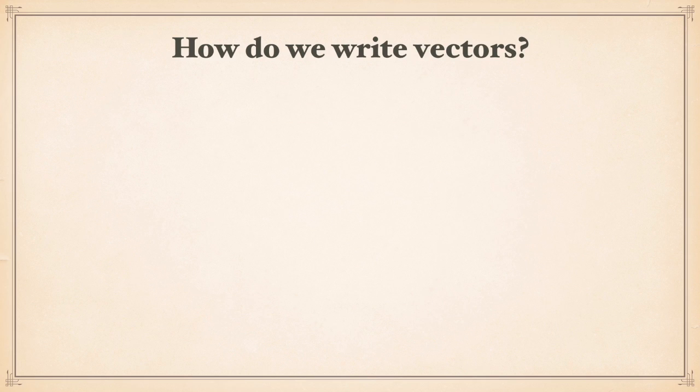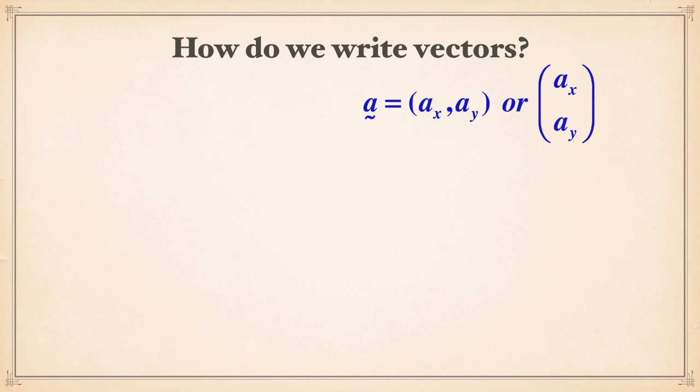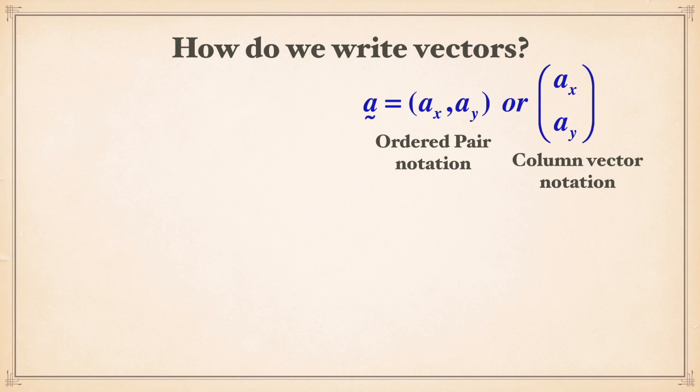How do we write vectors? A vector A can be written as a coordinate, but when you write it as a coordinate, you have to express it in terms of its X and its Y components. So it would be called an ordered pair, and it would be the X component, AX, comma, the Y component, AY. Or we can write it in what's called column vector notation, which is AX over AY, vertically.